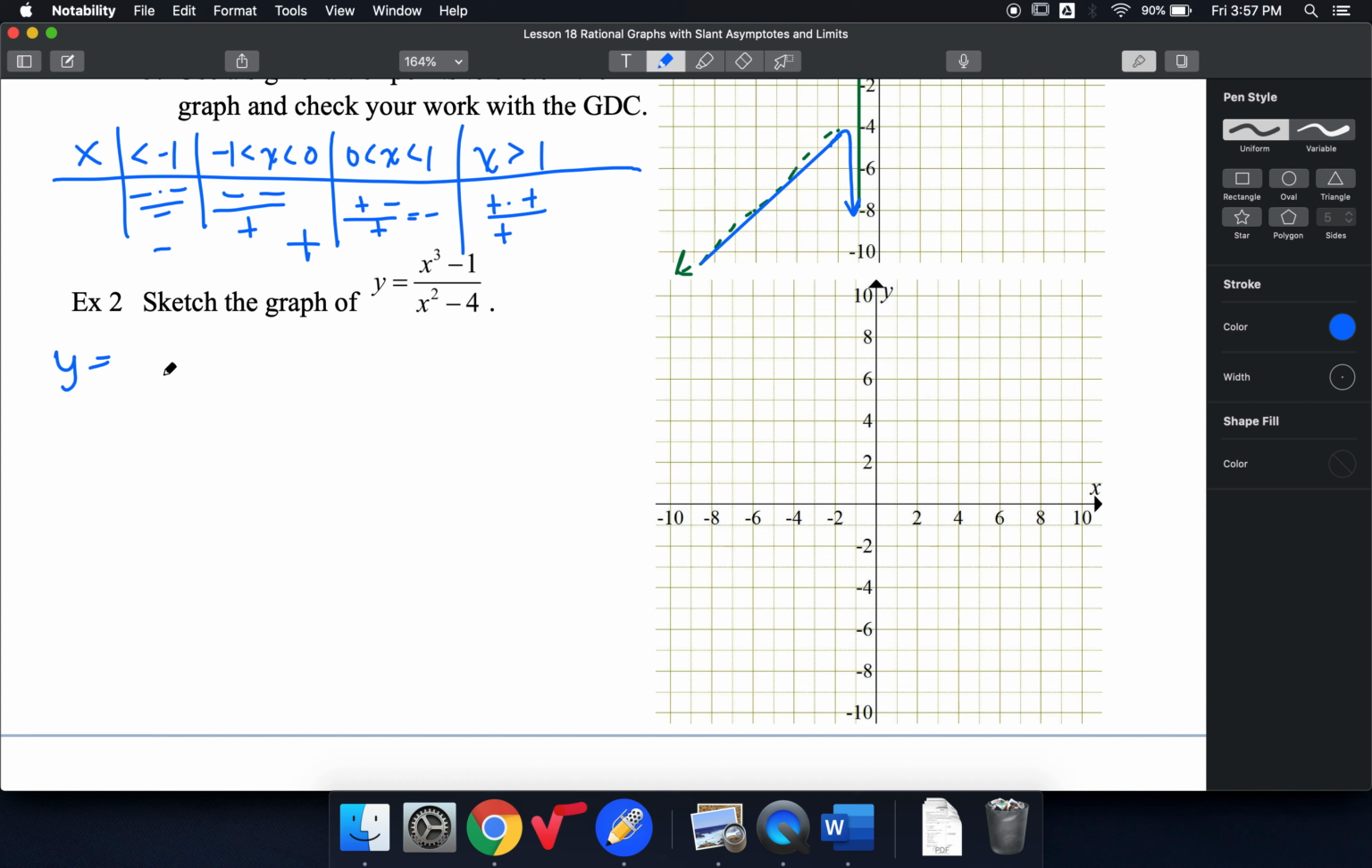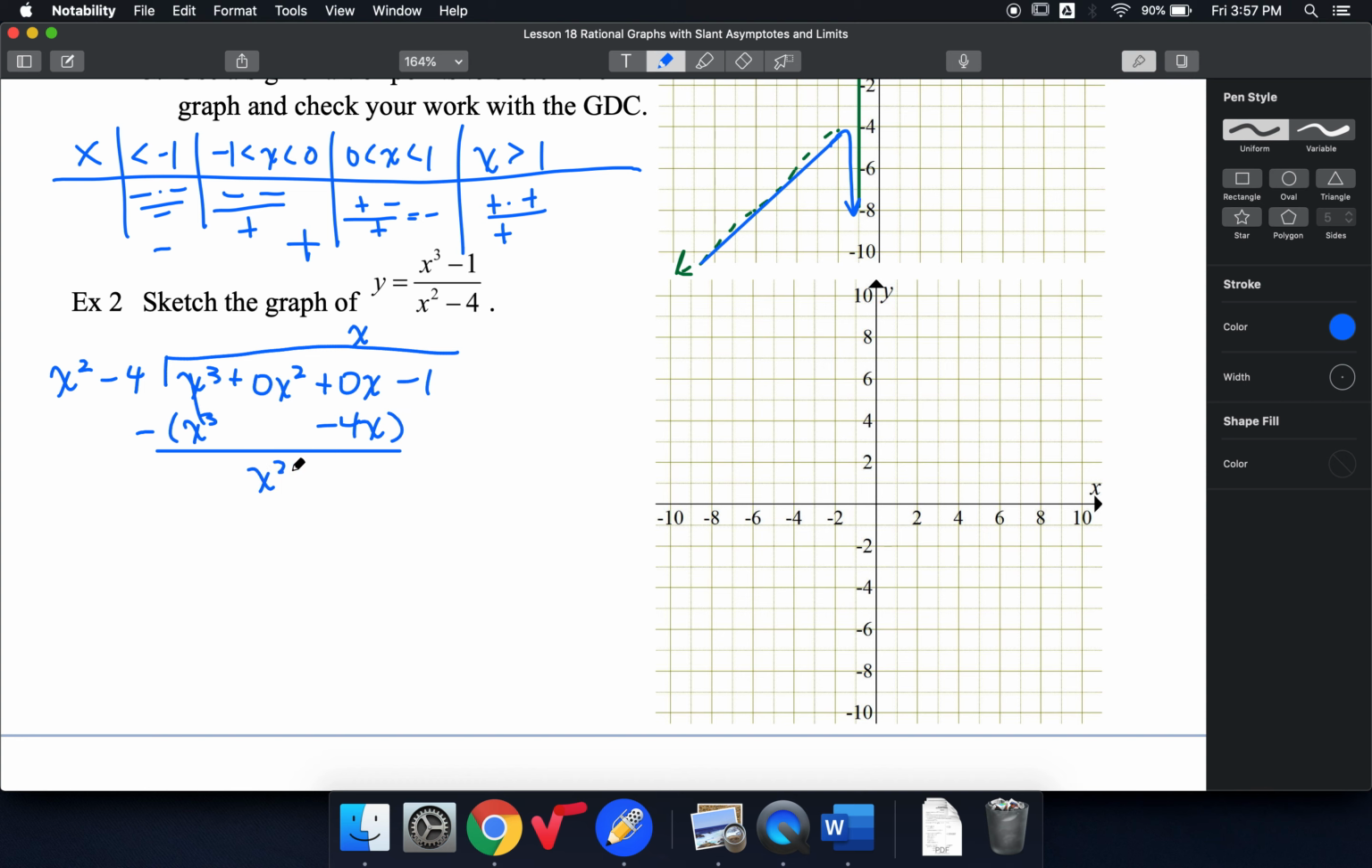I'm going to do some long division. X squared minus 4 into x cubed plus 0x squared, 0x minus 1. So that's going to need an x, and that matches with what I thought with my linear idea. X cubed minus 4x. I'm going to subtract that quantity, so those will cancel. X squared comes down plus 4x, so that'll be plus 1.